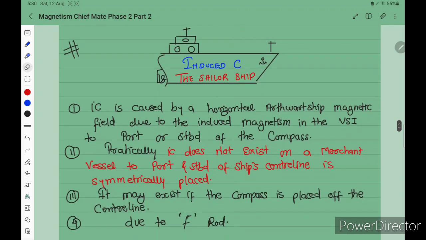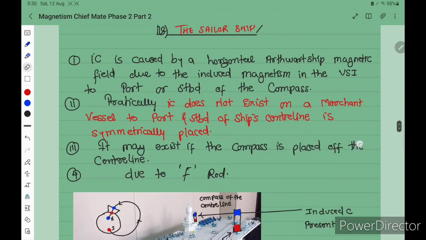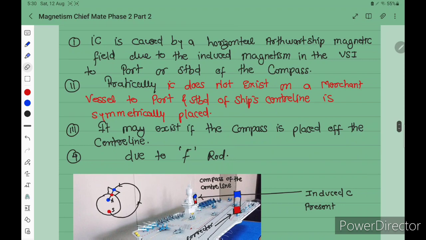Now induced C. IC is caused by the horizontal earth's magnetic field due to induced magnetism in the vertical soft iron to port or starboard of the compass. Practically, IC does not exist on a merchant vessel. To port or starboard of the ship's centerline, symmetrically placed, it may exist if the compass is placed off the centerline due to the Flinders bar.